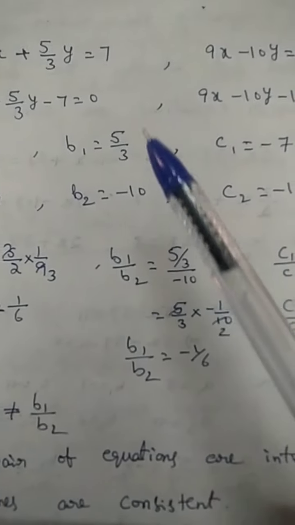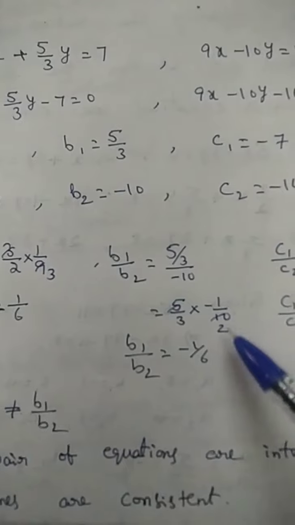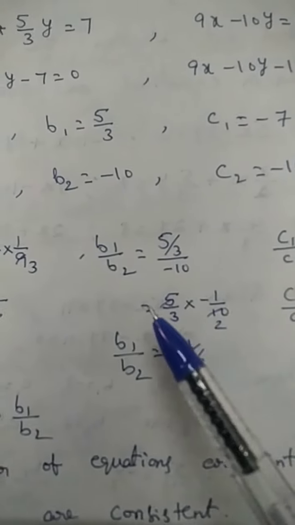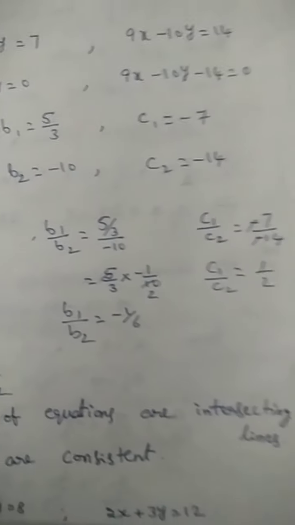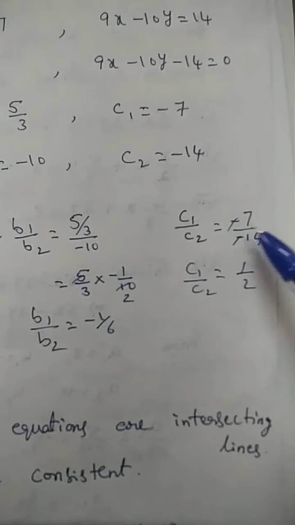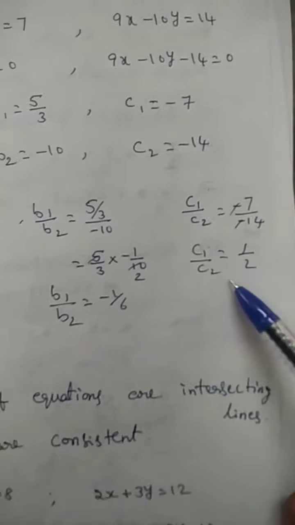So b1 by b2 is equal to 5/3 by -10. We write it as 5/3 into -1/10. 5 1s are 5, 5 2s are 10. Then 1 into -1 is -1, 3 2s are 6, so -1/6. Then coming to c1 by c2, -7 by -14. Minus minus cancel, 7 1s are 7, 7 2s are 14, so it is 1/2.